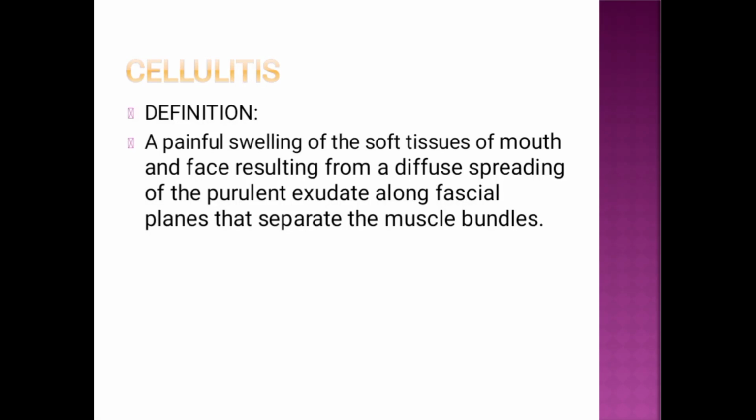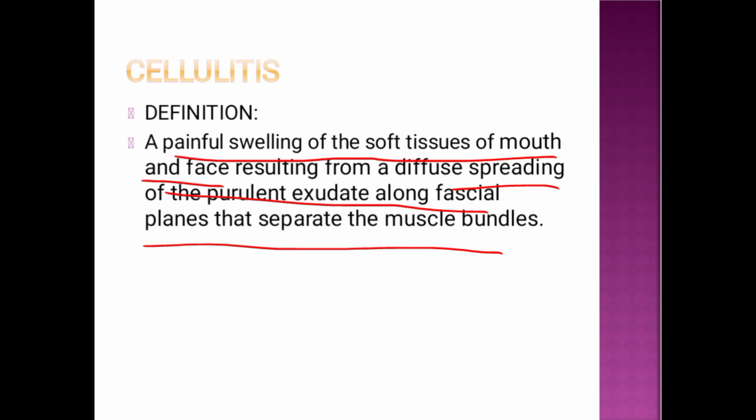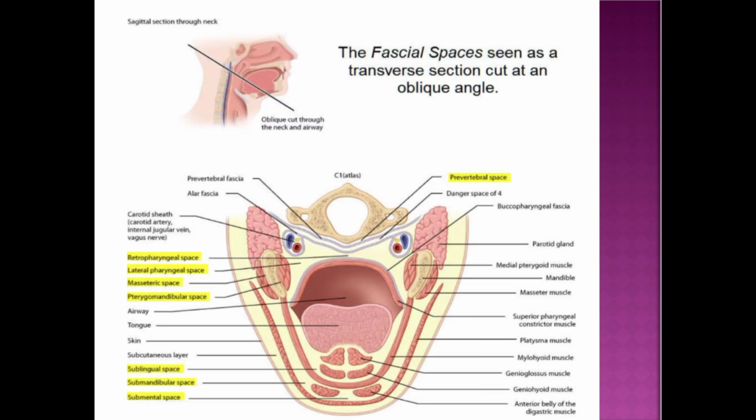Okay, so basically we will do cellulitis. It is a very painful swelling of soft tissues, meaning it is basically a swelling of the mouth or face soft tissues, caused by the spreading of pus along the facial planes that separate the muscle bundles. In the upcoming video, you can see these spaces. When the pus or abscess spreads in these spaces, it causes inflammation of that area.